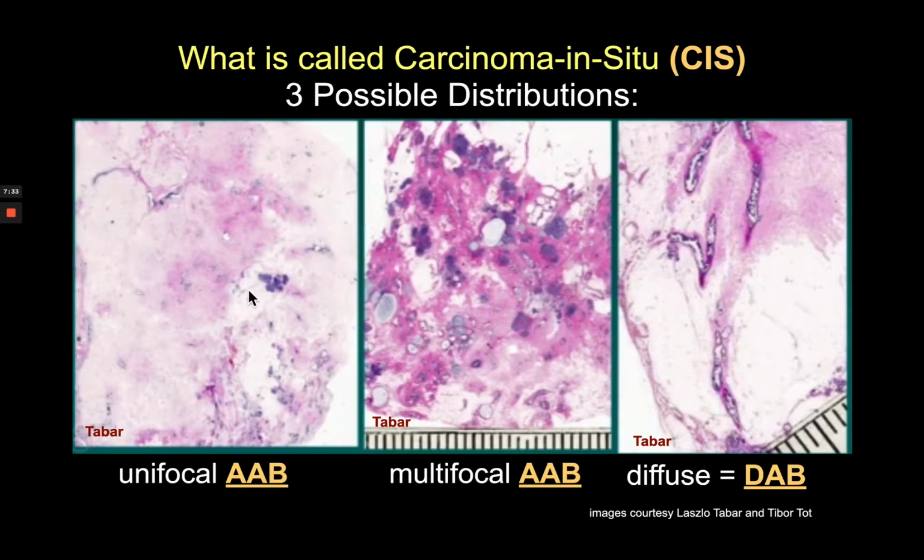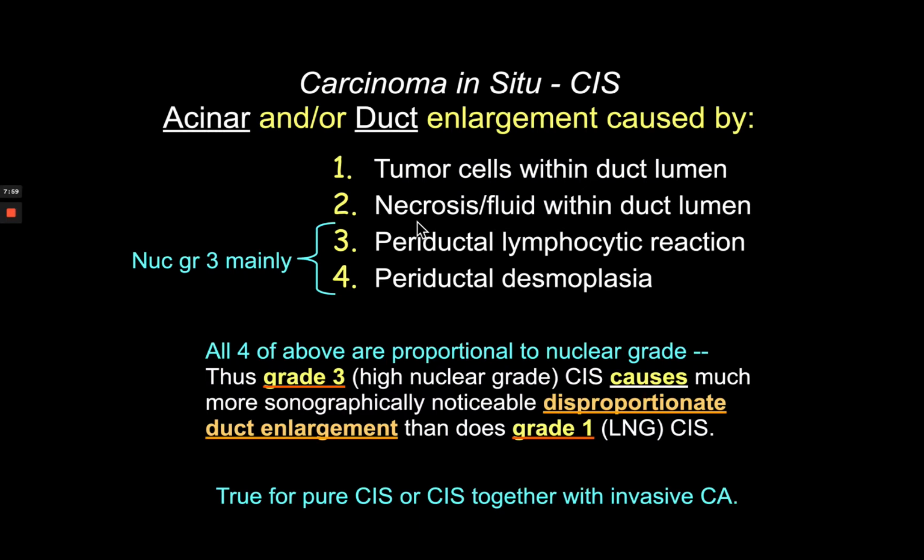So here we're showing a unifocal AAB. It's a single TDLU with enlarged acini. In the middle, we're showing multifocal AAB, so we have multiple enlarged acini. And on the right, we're showing DAB, which is a diffuse cancer. Diffuse in the sense that it can involve a whole segment by the time we find it, and so it can be more similar to an extent to an invasive lobular than the typical DCIS.